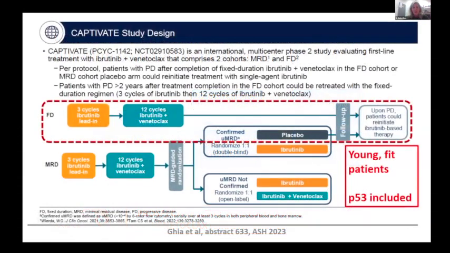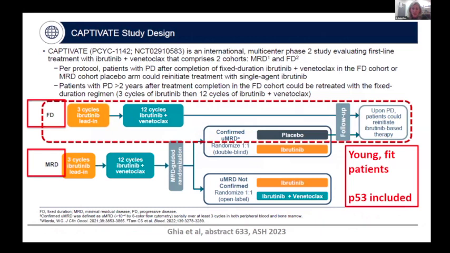A little bit from CAPTIVATE. This is obviously looking at the data from ASH 2023, and Nick has presented some of this already because obviously this was a treatment-naive study. And what Paolo Ghia presented at ASH 2023 was specifically looking at the 202 patients who'd been treated in the fixed duration of this study.